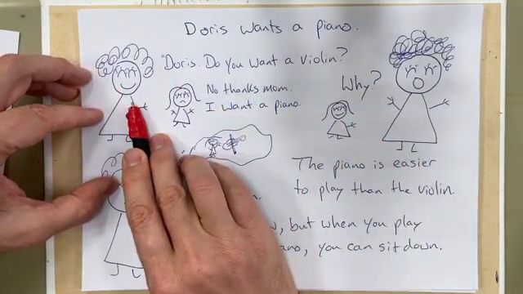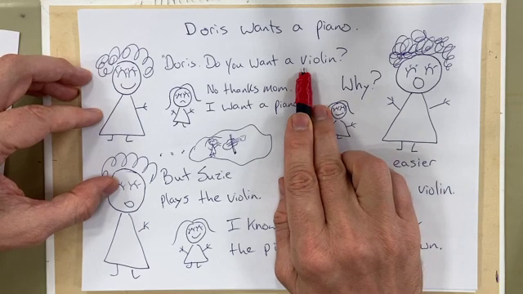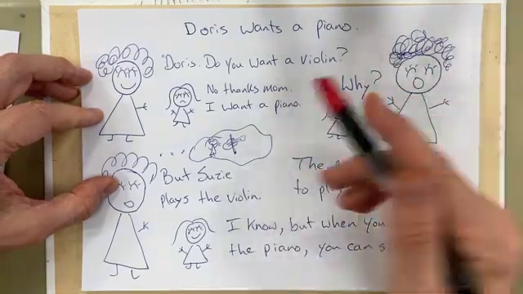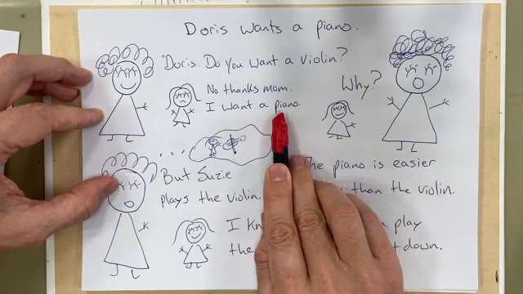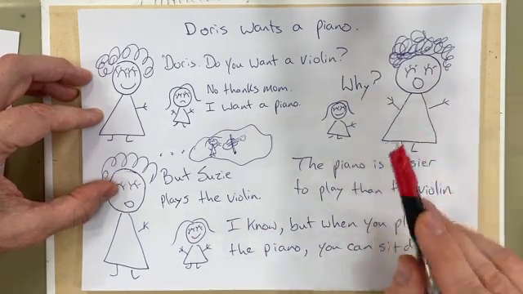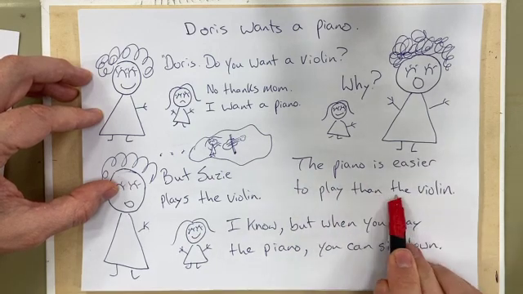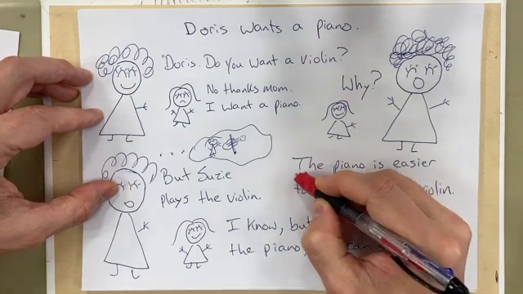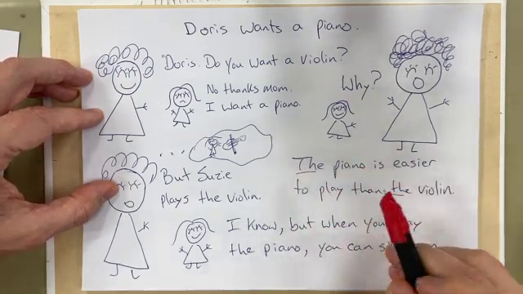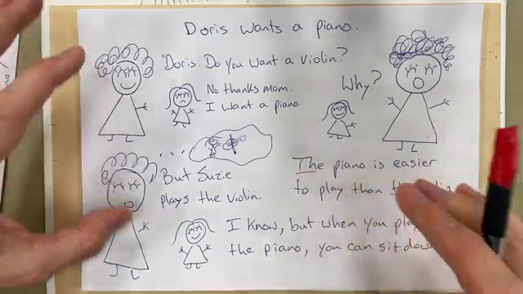This is Doris's mom. Doris, do you want a violin? So one violin of many. No thanks, Mom. I want a piano. Why? The piano is easier to play than the violin. So here we have the and the. But it doesn't mean one piano, it means the idea of a piano.